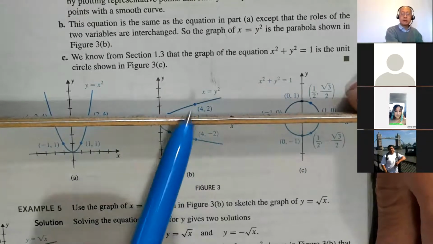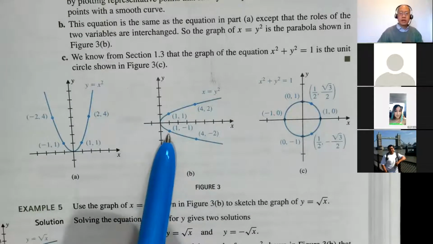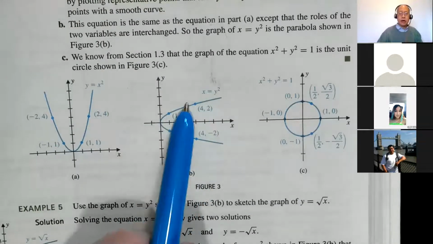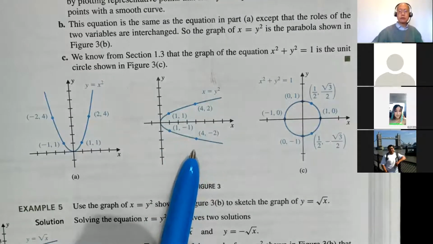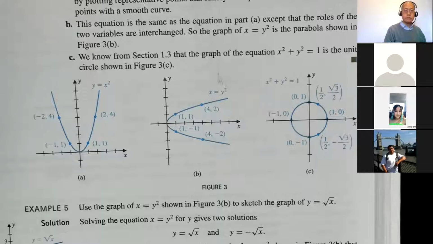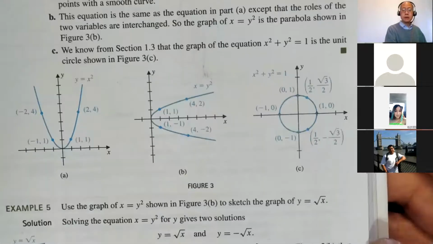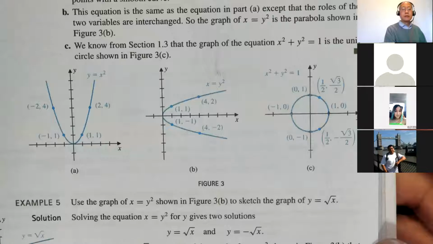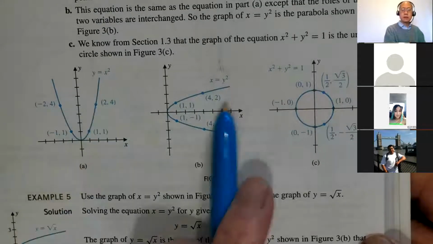So you have (4, 2) and (4, -2), (1, 1), (1, -1). Any point on the graph reflected across the x-axis will give you this corresponding point. This could be considered like this symmetry between y equals x squared and x equals y squared.